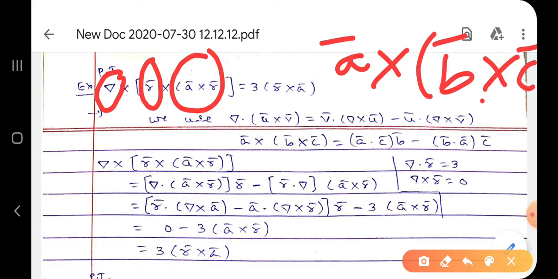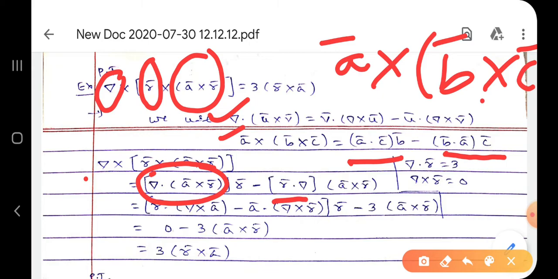Now use our usual formula, a bar cross b bar cross c bar is equal to a bar dot c bar into b bar minus b bar dot a bar into c bar. Use that formula and write down the answer. So del dot, here a bar dot c bar, del dot a bar cross r bar into r bar minus b bar dot a bar, meaning r bar dot del into a bar cross r bar as it is. Okay, now at this point del dot a bar cross r bar, use this formula, del dot u bar cross v bar.